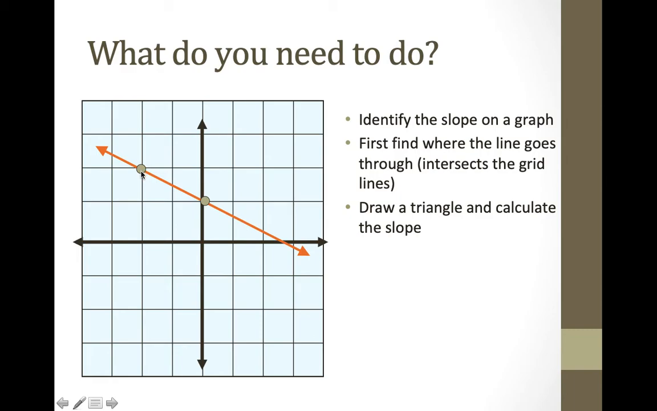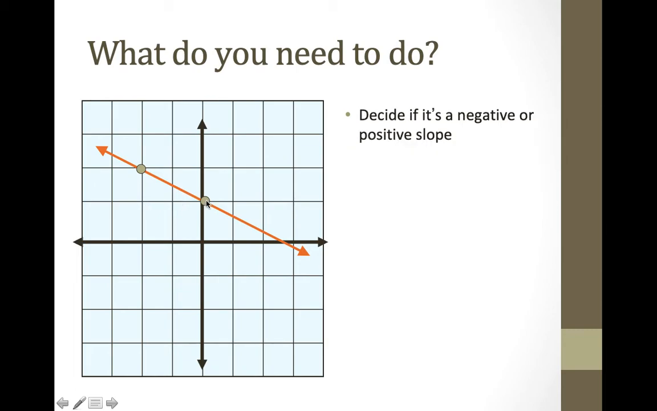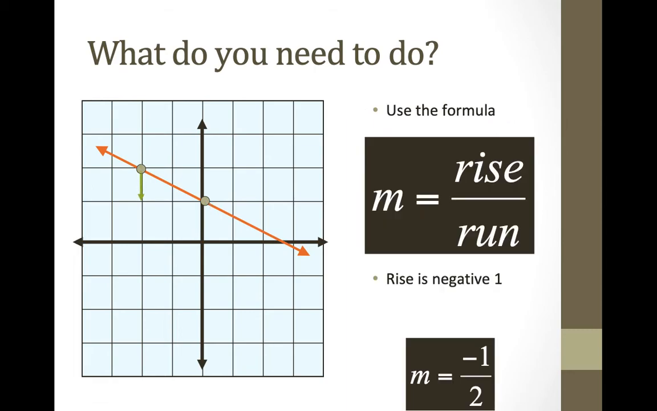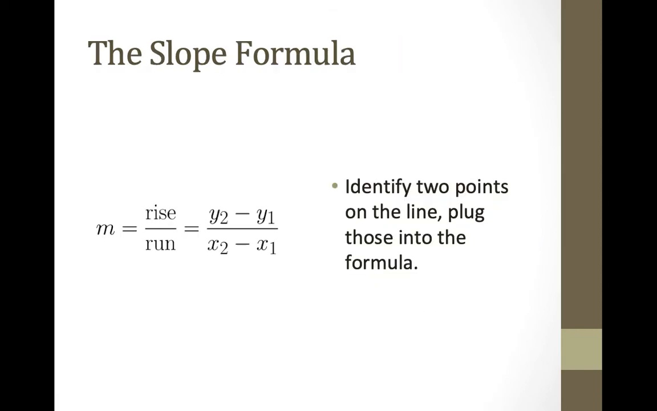So this one goes down 1. So my rise is -1. And then my run goes +1, 2. -1 over 2. It's negative because it goes downhill. And then my run is going to be 2 because it goes 2 to the right. So my m, or my slope, is -1 over 2.